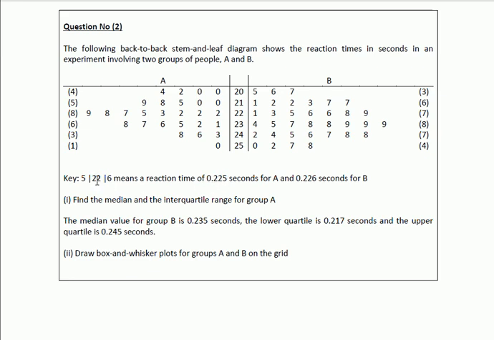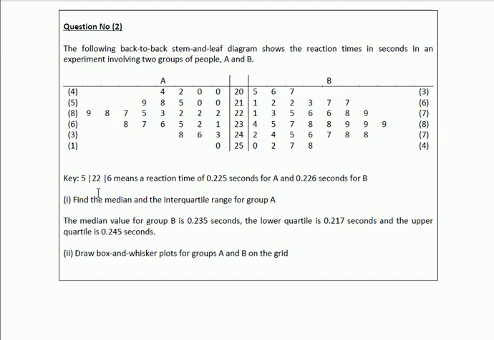0.225 means that for the middle value we write 0.22. After that, for the left-hand side we shall write 5 and for the right-hand side we shall write 0.226. This is the method for writing the value. Find the median and the interquartile range for group A.